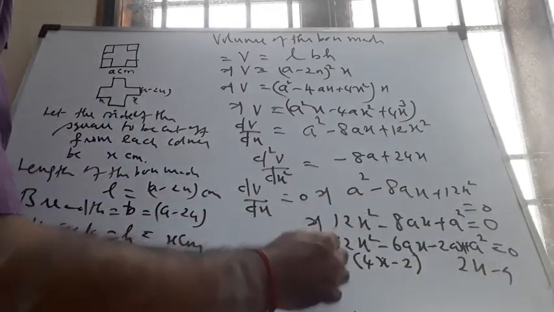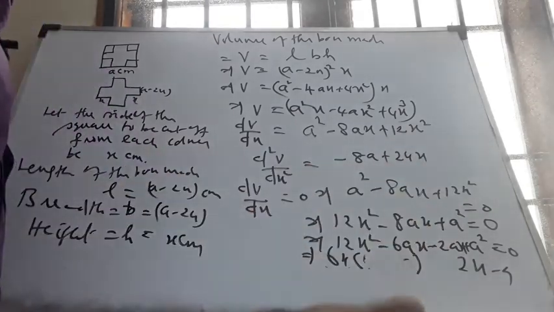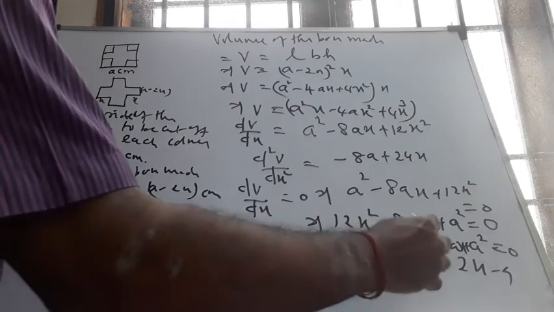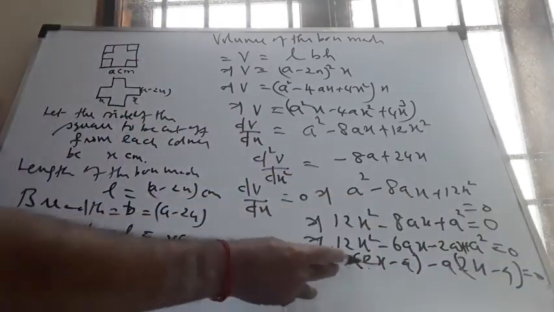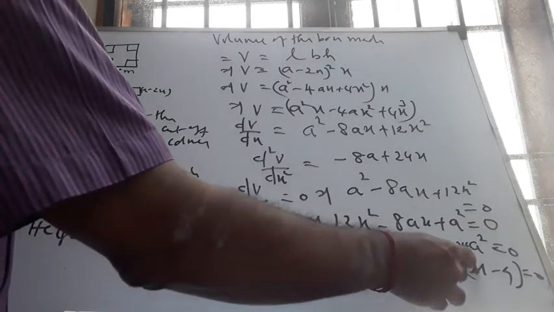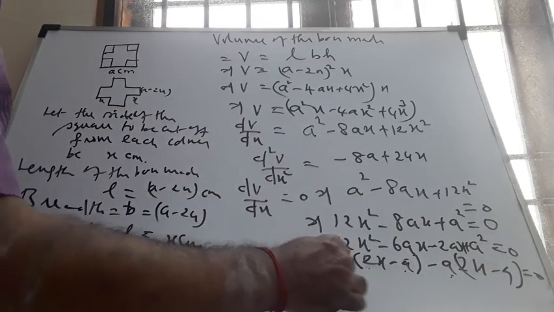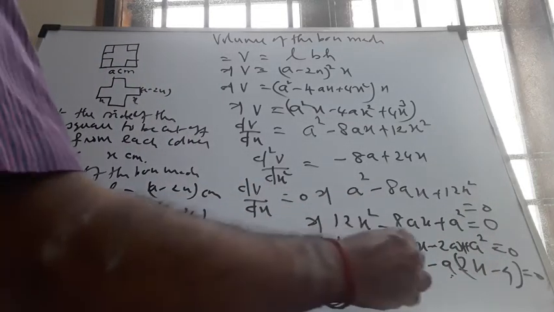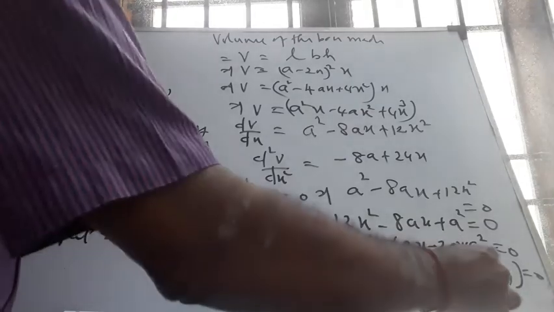Let me take 6x as common. Taking 6x as common, I will get 2x minus a, and here minus a into 2x minus a. You can just check: 6x into 2x is 12x square, 6x into minus a is minus 6ax, and minus a into 2x minus a into a is plus a square. Then this will be 2x minus a into 6x minus a is equal to 0.